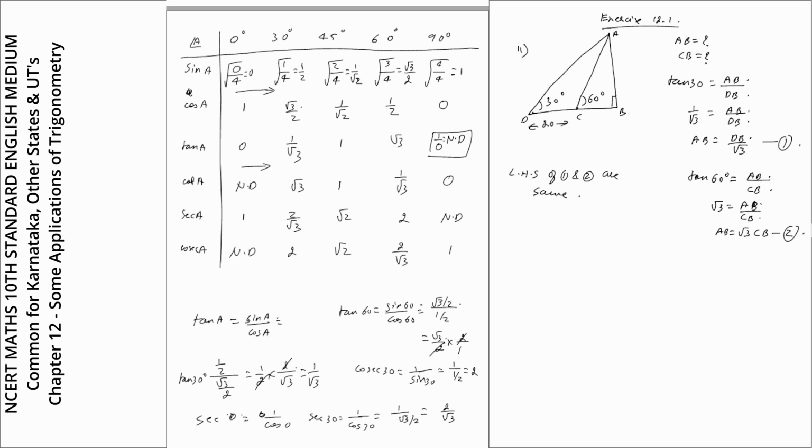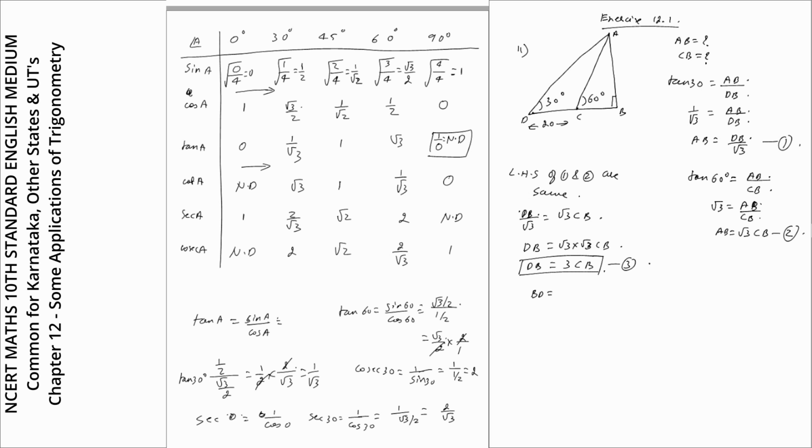Therefore I can equate the right hand side, that is DB by root 3 is equal to root 3 into CB, or DB is equal to, when we cross multiply, root 3 into CB. So root 3 into root 3 is just 3 into CB. DB is equal to 3 into CB I will get. Now what is the length of BD? This I will mark as equation 3.